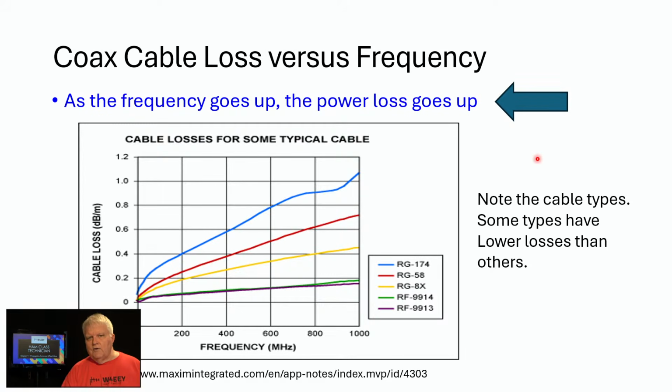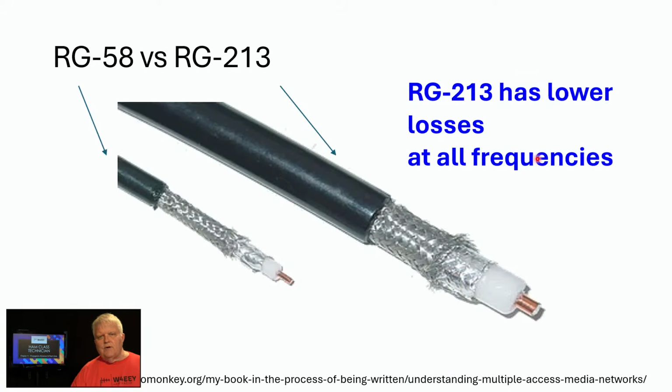For amateur radio, RG8X is a popular cable. RG58 was a popular cable, it's not so much anymore. RG213 is a popular cable. Note the difference in physical size, though, between RG58 and RG213. And one characteristic this larger cable has is that it has lower losses at all frequencies versus RG58. So that's one characteristic. You can also handle higher power levels, but that's important.